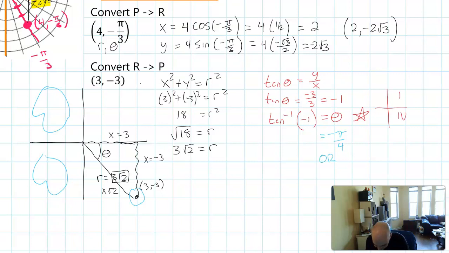Or remembering our alternate representations of points, maybe you wanted a positive angle. You're like, negative angles are for losers. Then you could write that theta is also equal to 7pi/4. So this point in polar has a radius of 3√2 and an angle of -pi/4, or 3√2 and 7pi/4. And at least in this application, I don't really care which, either is fine. Just make sure you're doing your angles correctly.